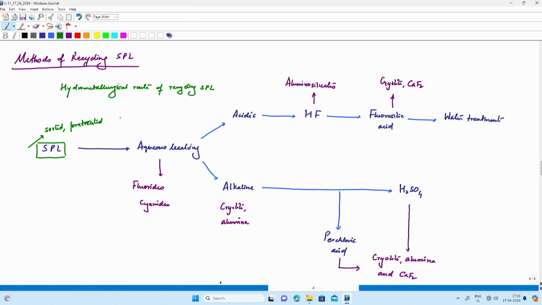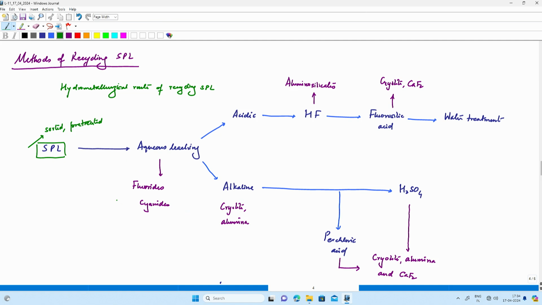And of course the pre-treatment would depend upon what type of process we are following. The most common pre-treatment that can be expected is the comminution and the reduction of particle size, so that the leaching itself becomes easier. So we have SPL that is pre-treated. We go ahead with the aqueous leaching, which is basically leaching with water, and we get fluorides and cyanides right at the beginning itself.